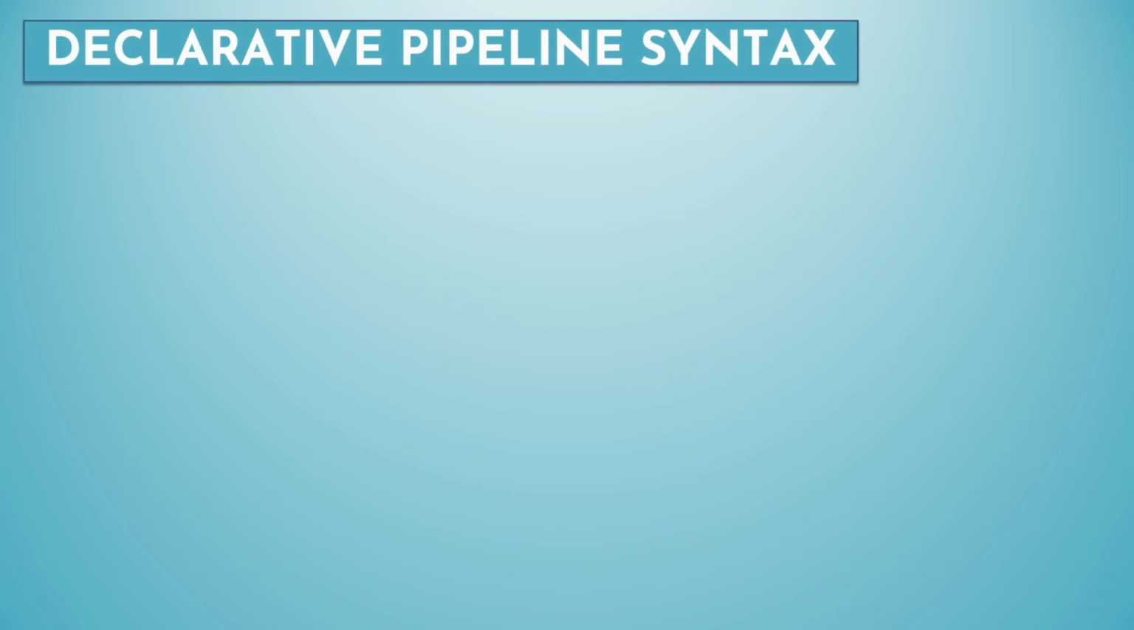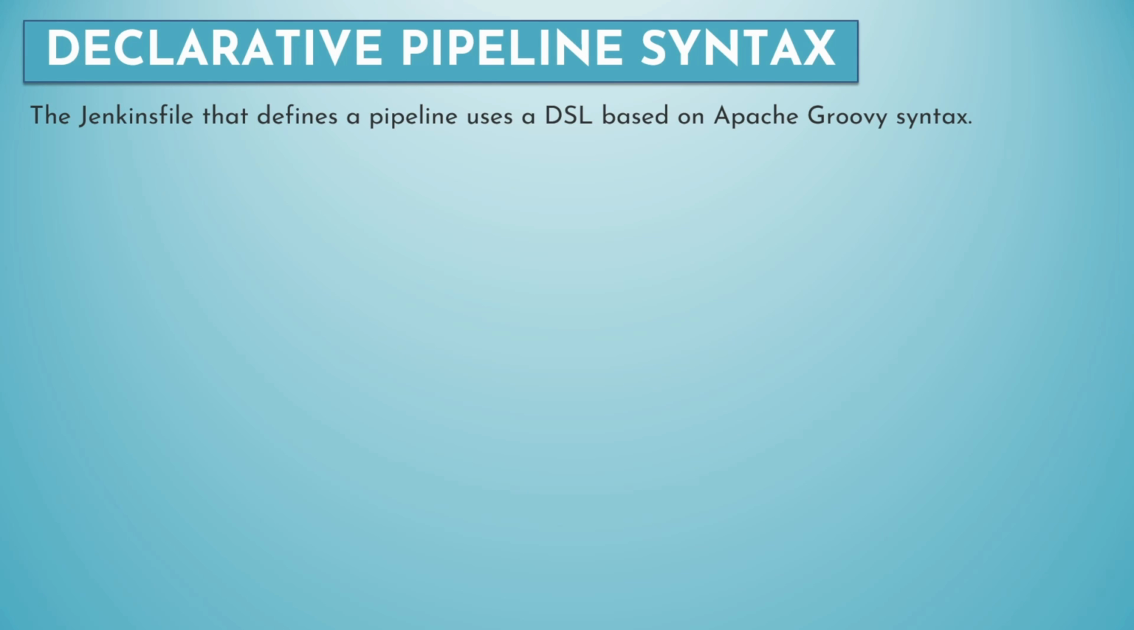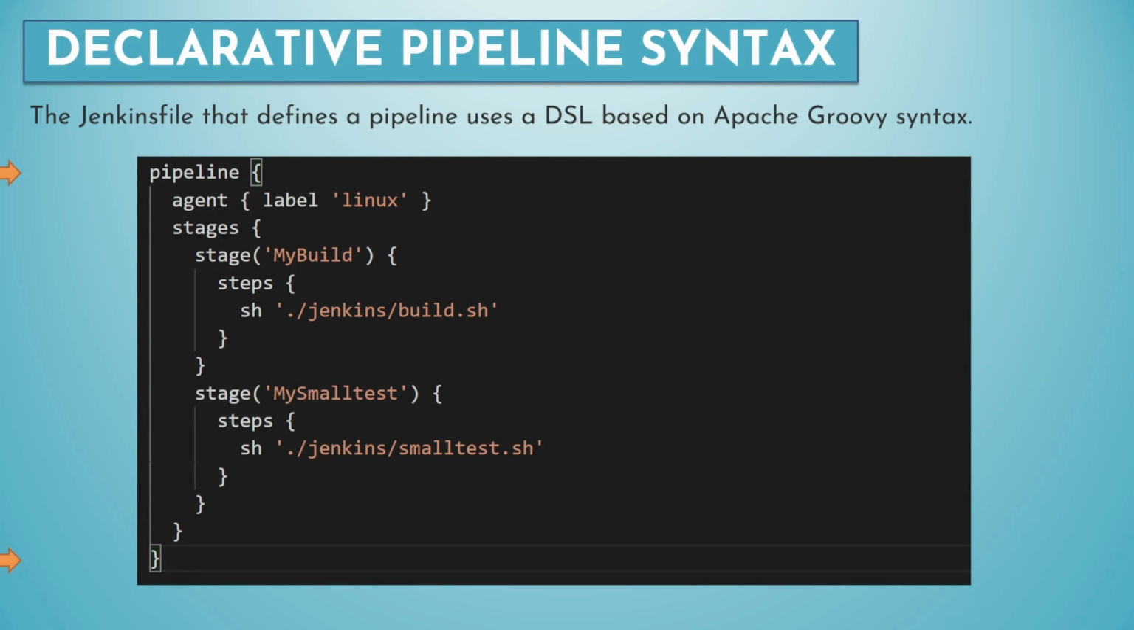Let's have a look at the basic syntax of Jenkins declarative pipeline. The main pipeline file is called Jenkinsfile by default, but you can also customize the name as per your choice. Everything resides inside a pipeline block.